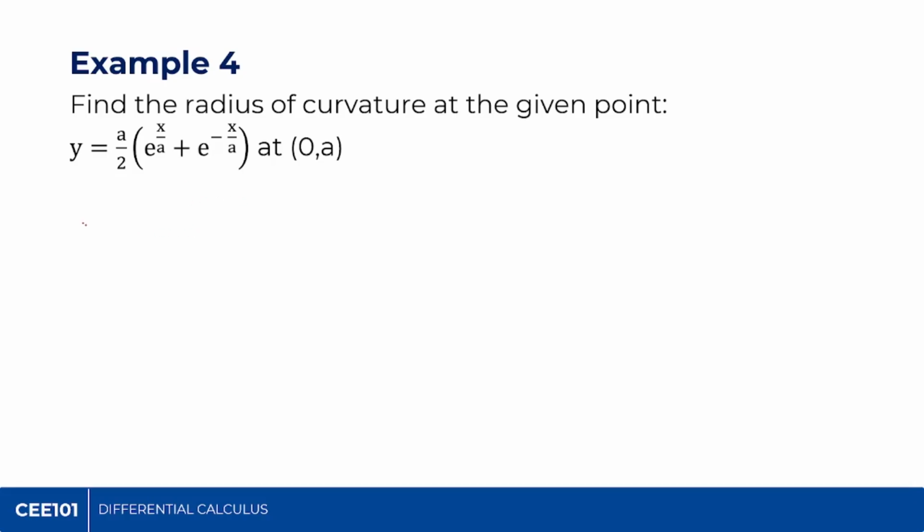So, we will be using this formula for the radius of curvature, that is 1 plus y prime squared, raised to the power of 3 halves, and then that is divided by the y double prime.